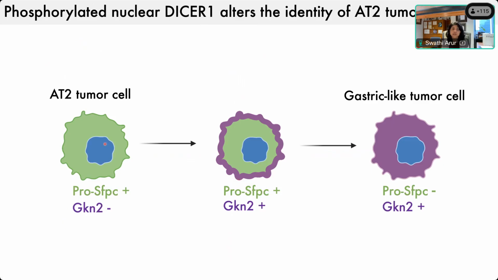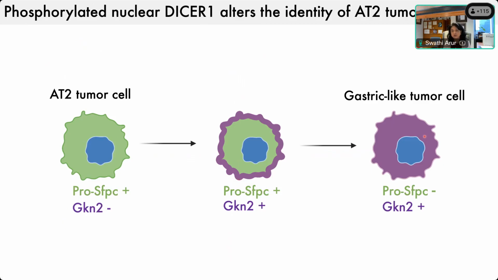And if I cartoon that here, what we saw was really that the presence of phosphorylation of dicer in the nucleus was leading to these lung cells turning on a gastric-like fate, and in fact turning on purely gastric-like cell fates. And we saw this across the GI lineage. We saw multiple cells that had multiple different markers that had turned on.